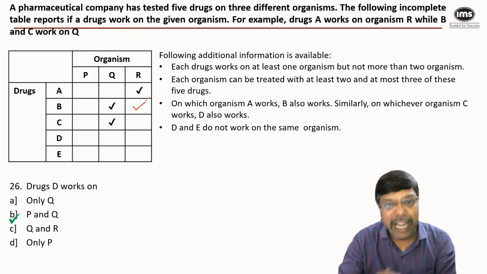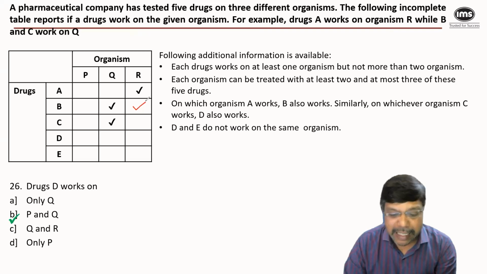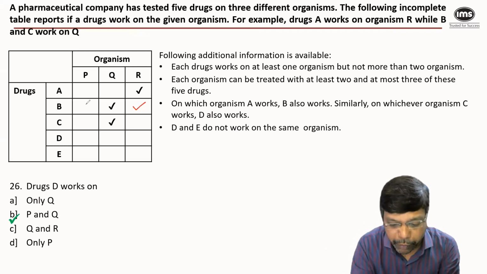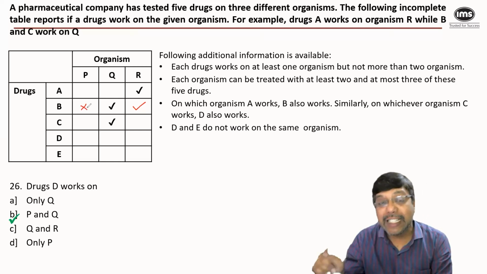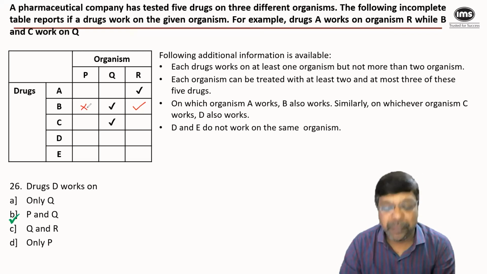And can I extend this? Any more conclusions I can make? Yes. Since B is working on Q and R, it will not work on P, because row-wise, I should have either 1 tick or 2 ticks.